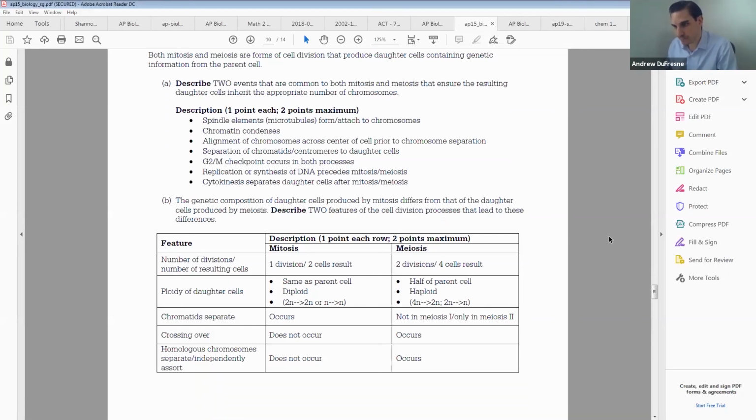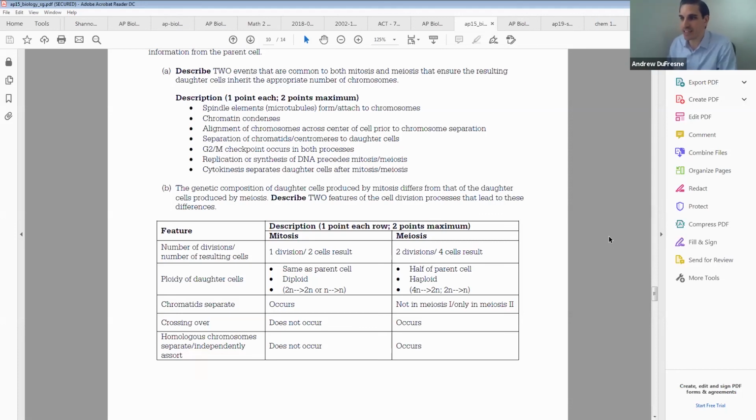Okay, and then the second part, describe 2 features of the cell division processes that lead to these differences in their genetic composition. In mitosis, what they're doing here for the points, you get 1 point for each row and 2 points maximum. So that means that you can actually indicate just information about the number of divisions and the resulting cells. That would inherently indicate that mitosis and meiosis are different, because we end up with 4 gametes in meiosis, but only 2 daughter cells in mitosis. So there we already see how, yes, we started with 1 parent in both cases, but there's 2 divisions in meiosis. That's another way in which you can separate these 2. That inherently means different genetic composition.